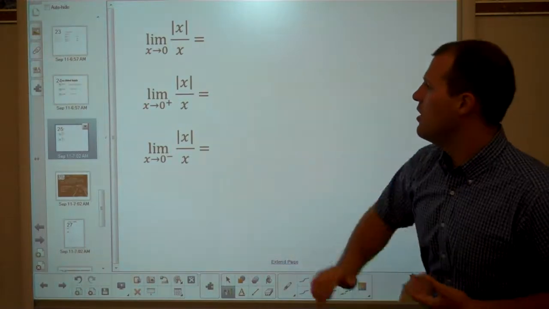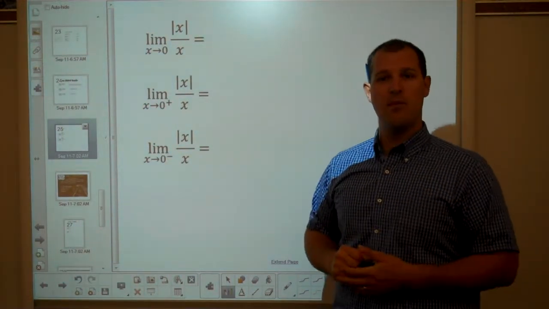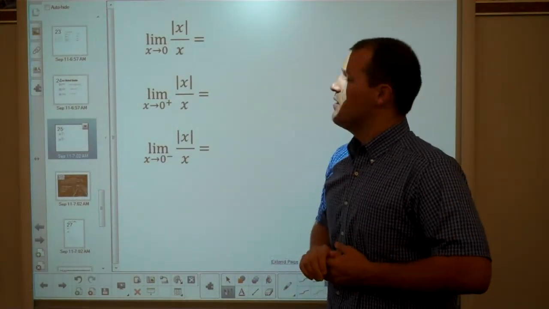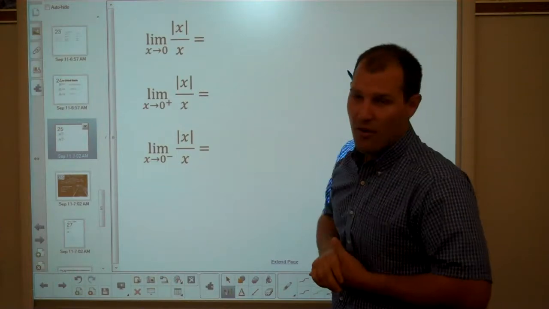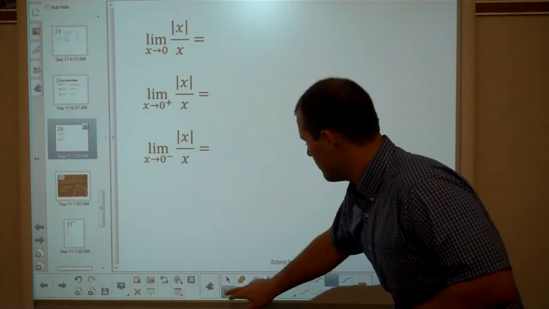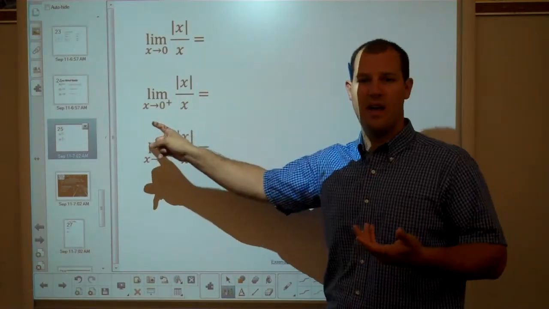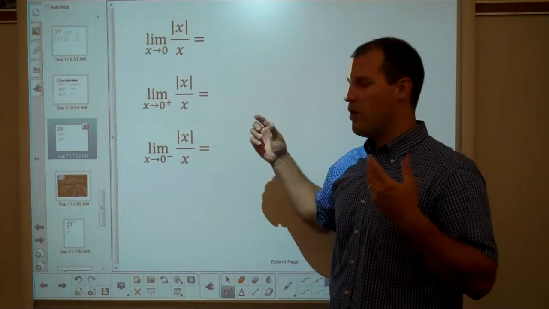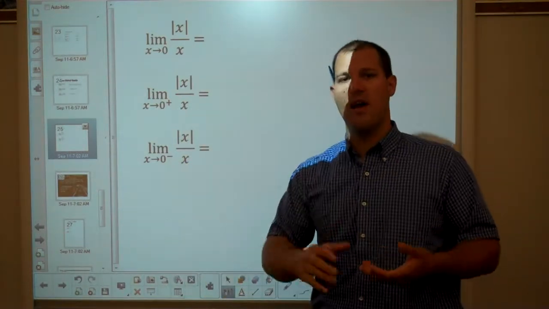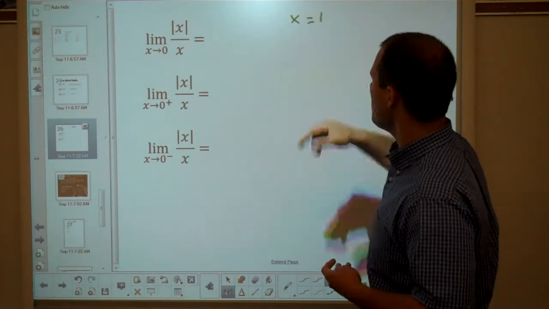Okay, so here's our first one. We're going to deal with the absolute value of x over x as x approaches 0. The first thing we always want to try is to see if we can just input 0 right there. If you do that, that turns into 0 over 0, an indeterminate form. So we can't do that. So what we'll do is try numbers first that are on the right. We're going to pick some x values on the right, and keep picking values that are getting closer and closer to 0. I'm going to start out with x equals 1.